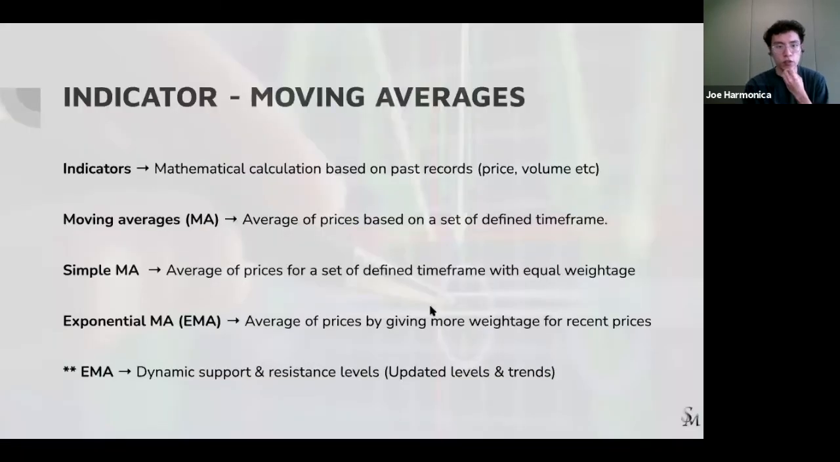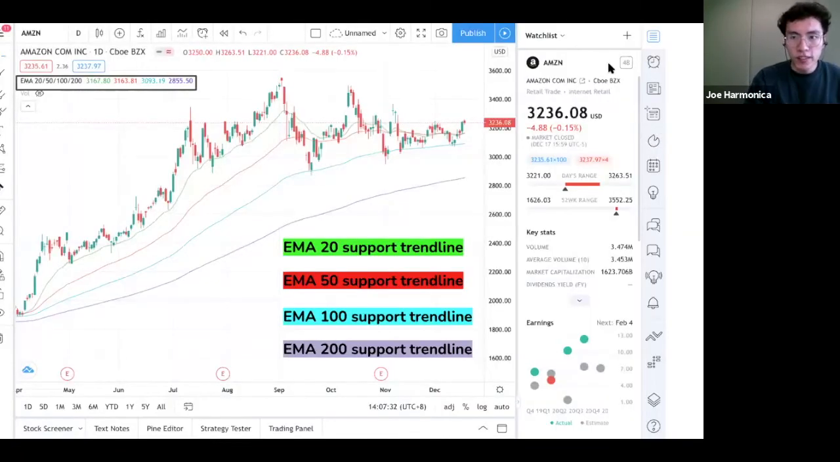All right, let's continue. Similarly, here are some examples for you, again from TradingView. This chart is Amazon. You can see I have these 4 colorful trend lines here, and this is one of the technical indicators that I will open.